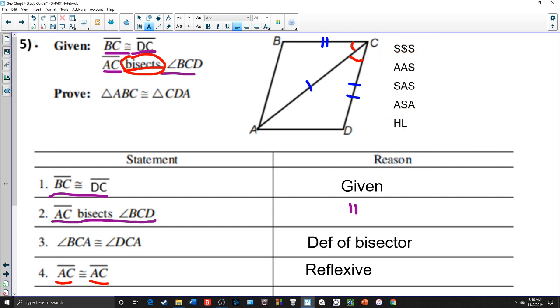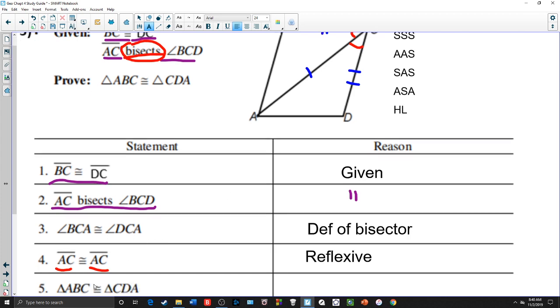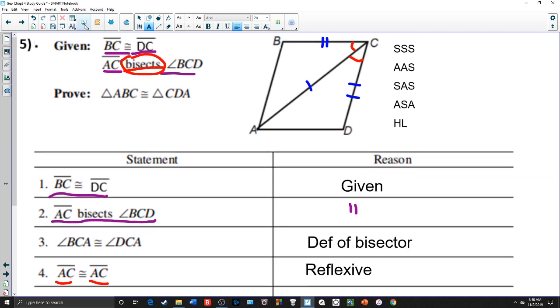So these are the 5 possible cases we can have to prove 2 triangles are congruent. It has to be one of these 5 cases. Well, let's go through them. It can't be HL because HL requires right triangles. You have to have a right angle in order to have HL. We don't have a right angle anywhere in here, so that's out.